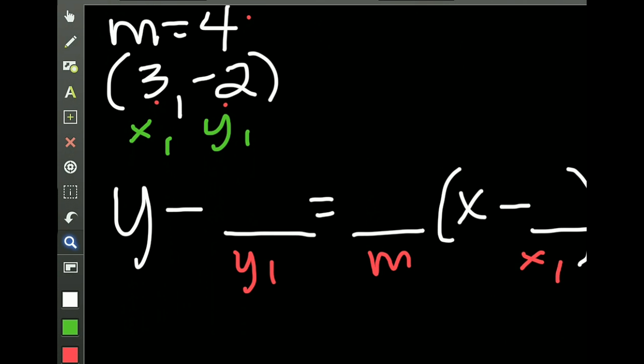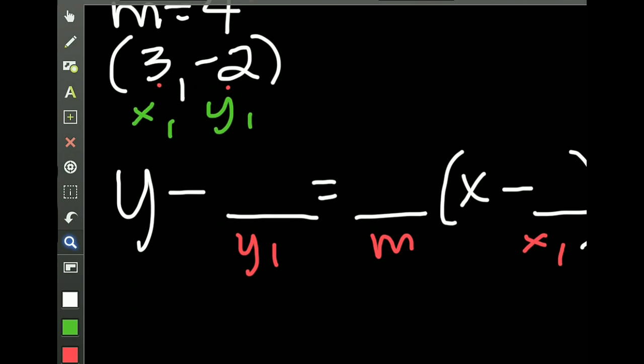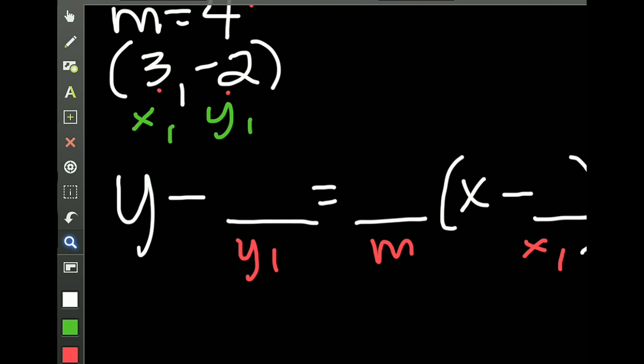Okay, so, Marquez, what is my Y1 value? -2. -2. Okay, what is my M value? 4. And what's my X value? 3. So if I ask you point slope form, that's where you're going to stop. Now, does that look like slope intercept form at all? Nope. Nah, kind of funky, right?